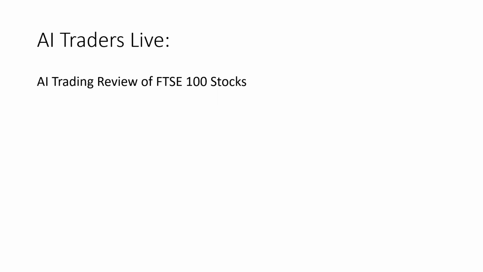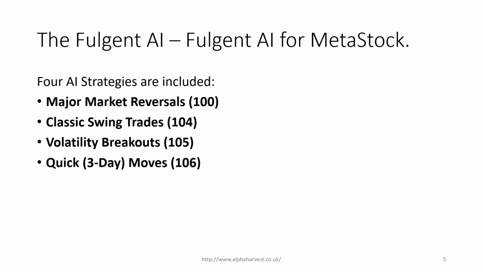So we can look at the FTSE100 from an artificial intelligence trading perspective. We've got 4 artificial intelligence trading strategies that we use: major market reversals, classic swing trades, volatility breakouts, and quick 3-day moves. Now, the numbers behind them are the actual identification numbers of the AI, which we'll see later on in the Metastock platform, how that works.